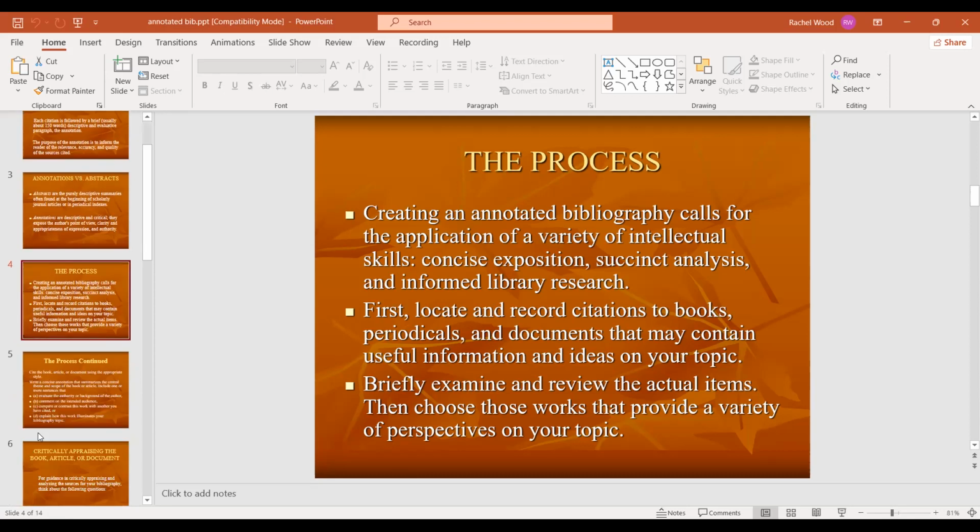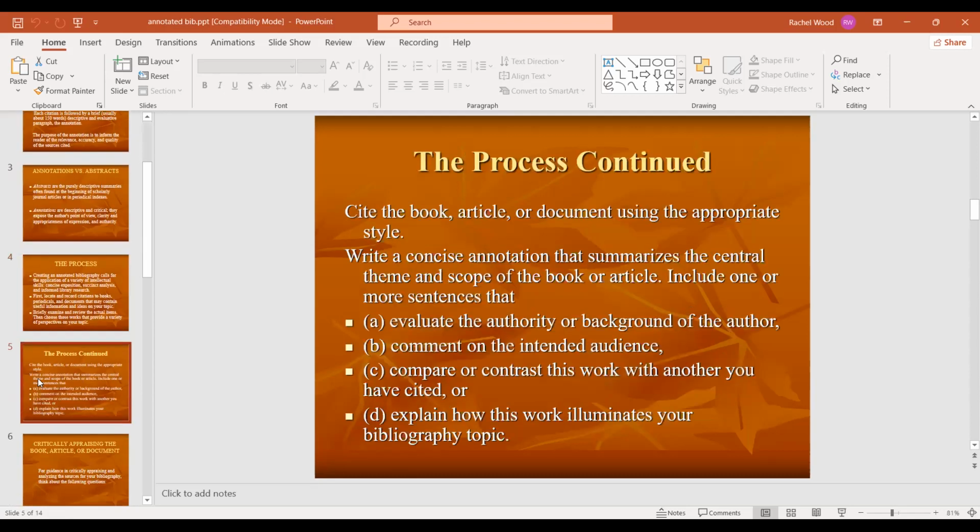As you're going through the process, you're going to create your citation using the appropriate style. In this case, it is MLA. Then you're going to read the article. You want to write a concise annotation. That means it needs to be scholarly, professional, formally written. And you want it to summarize the central theme and scope of either the book or the article.